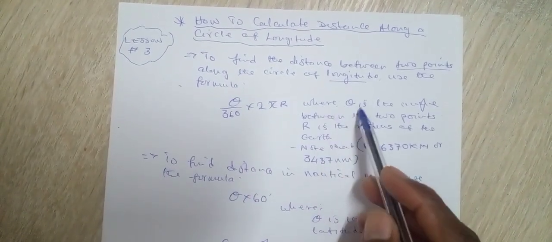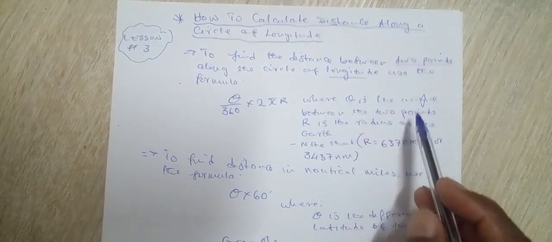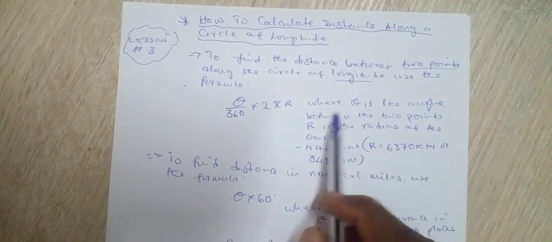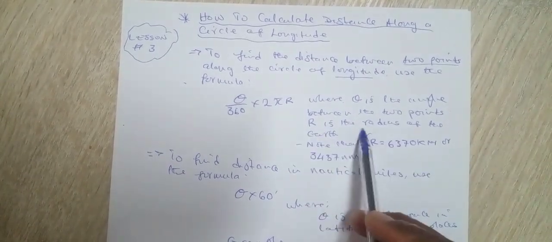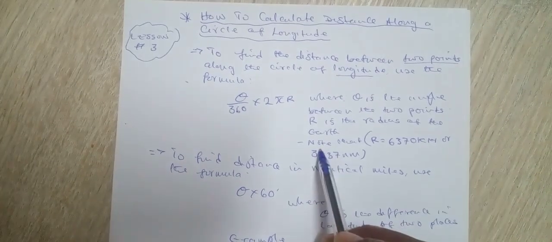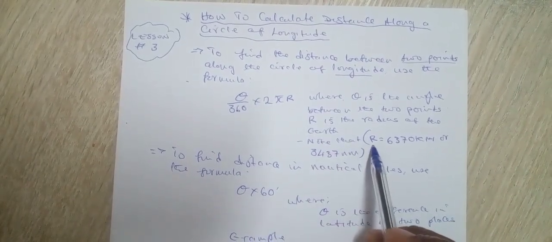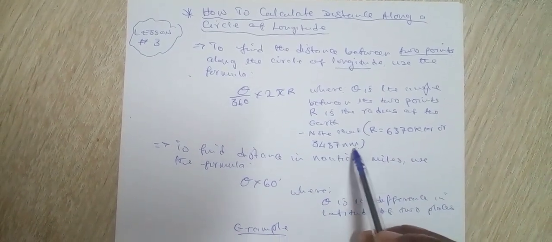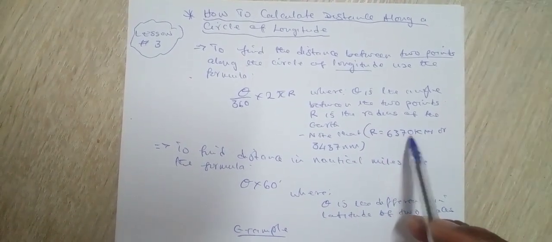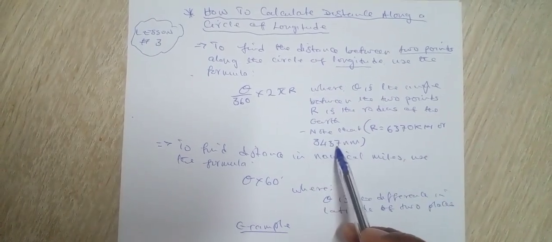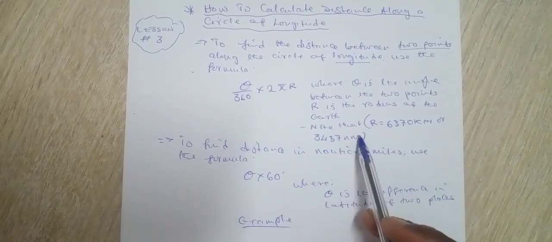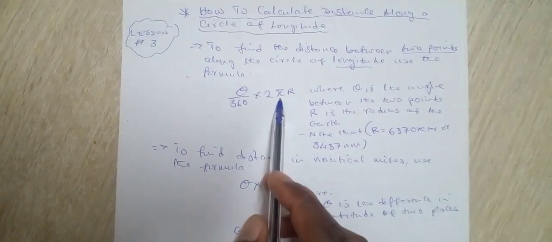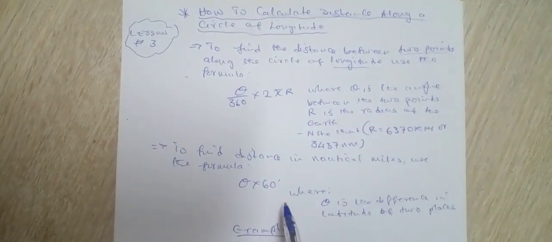Now, theta is the angle between the 2 points, or we can say the difference in latitude, okay? Then r is the radius of the earth. You should note that the radius of the earth comes in two forms. We have in kilometers and in nautical miles. In kilometers it is 6370 and in nautical miles it is 3437. These two radii don't change, they remain the same. So you just need to master them just as you know pi.